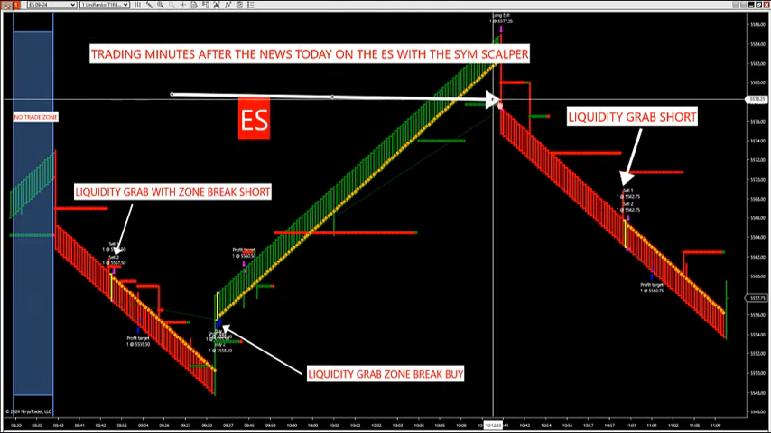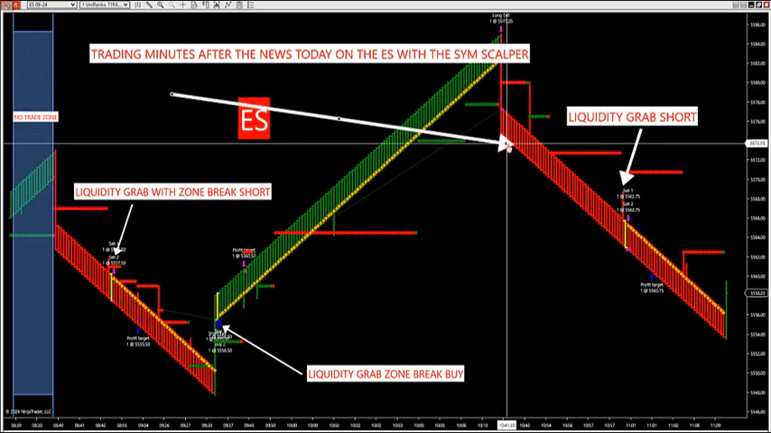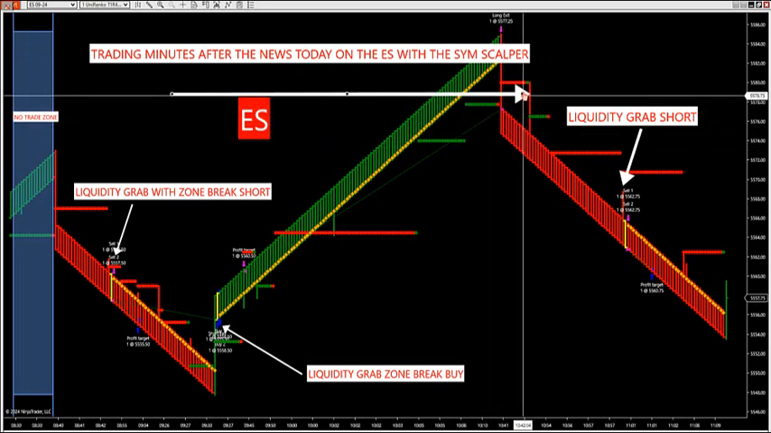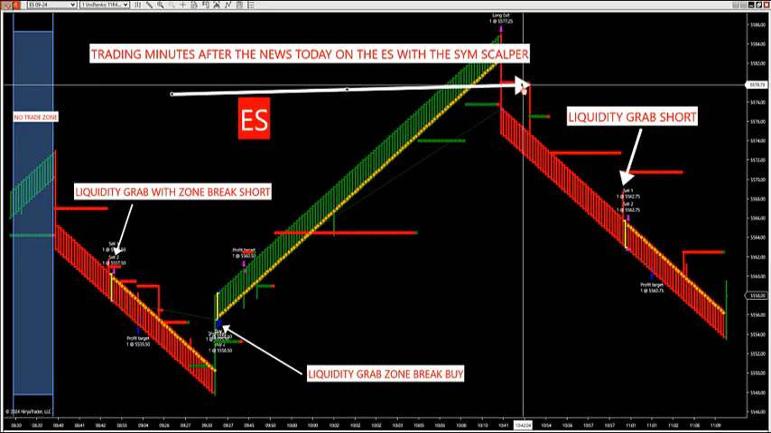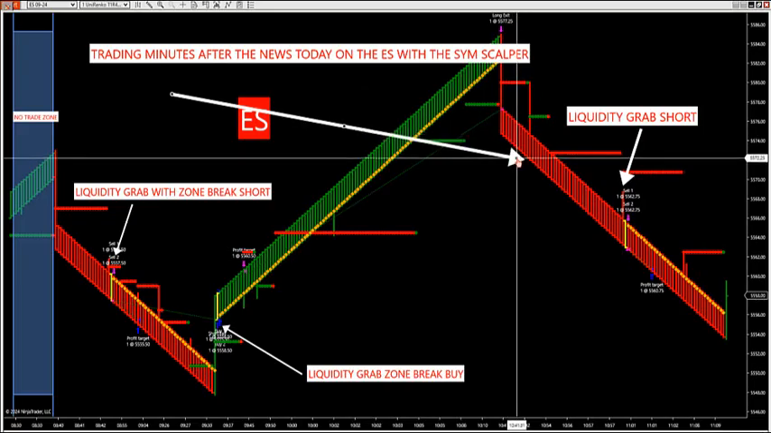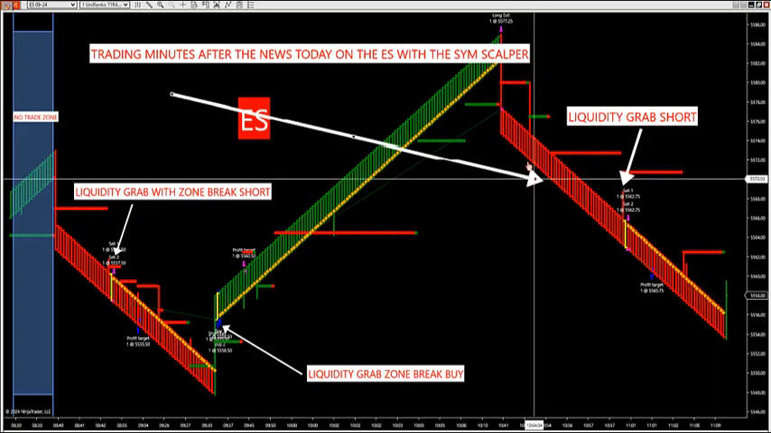Then we get a big trend change that happened at 10:41. The market starts moving down. Get a big liquidity grab right here. They get all the counters back out of the market, but it closes right back red. So we're looking for a downside push.